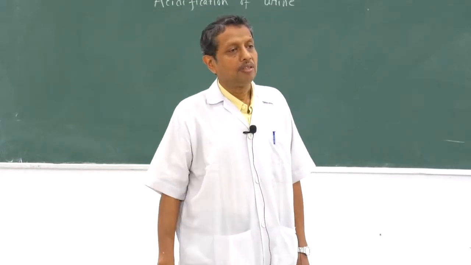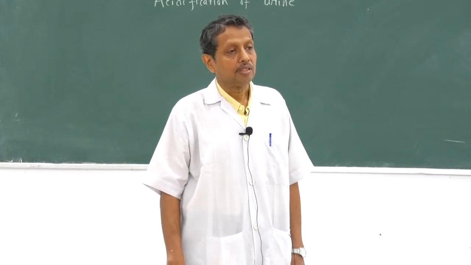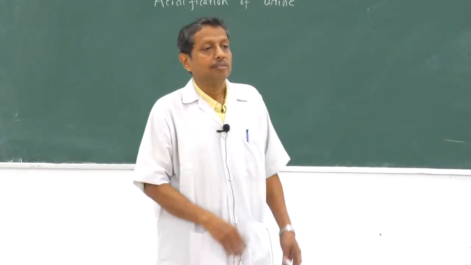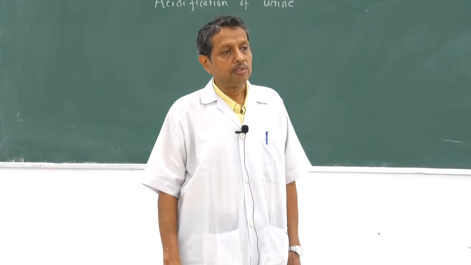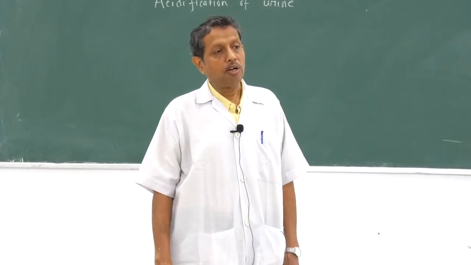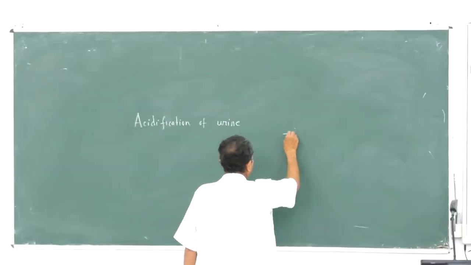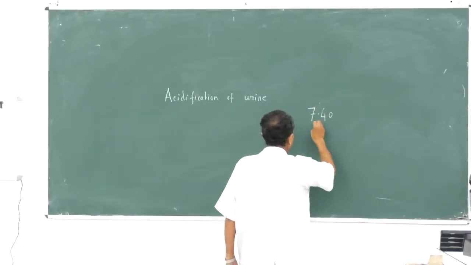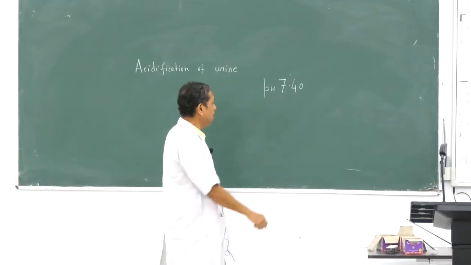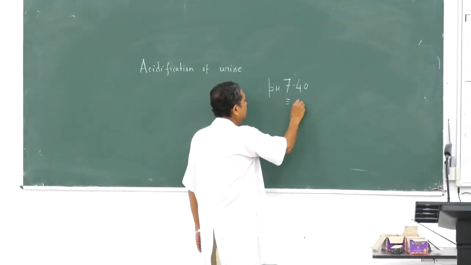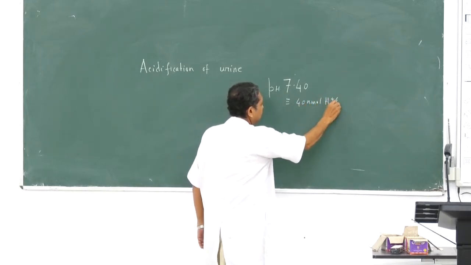Knowledge about this topic is important. Acidification of urine. You know that the arterial plasma pH is equal to 7.40. In a healthy individual, the arterial plasma pH is 7.40, equivalent to 40 nanomole of hydrogen ion per liter.